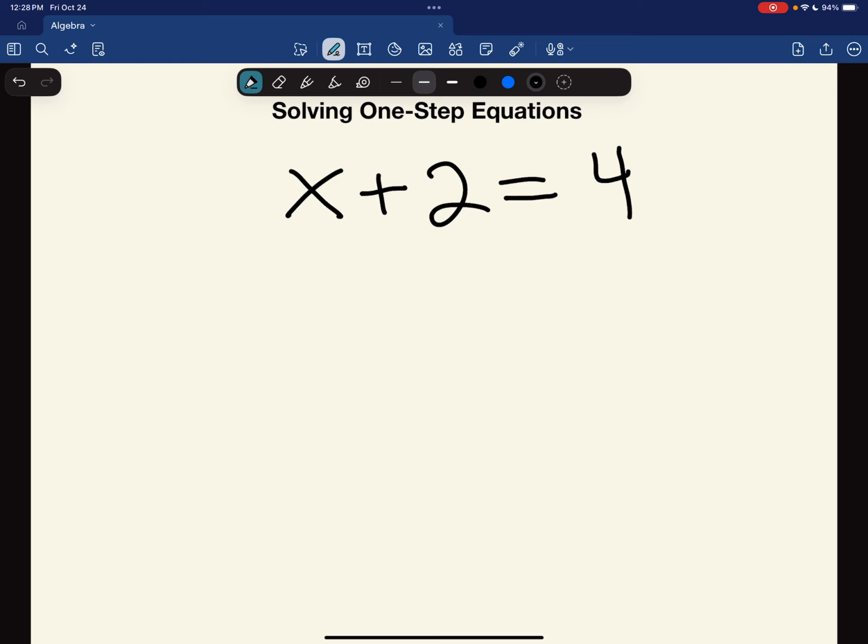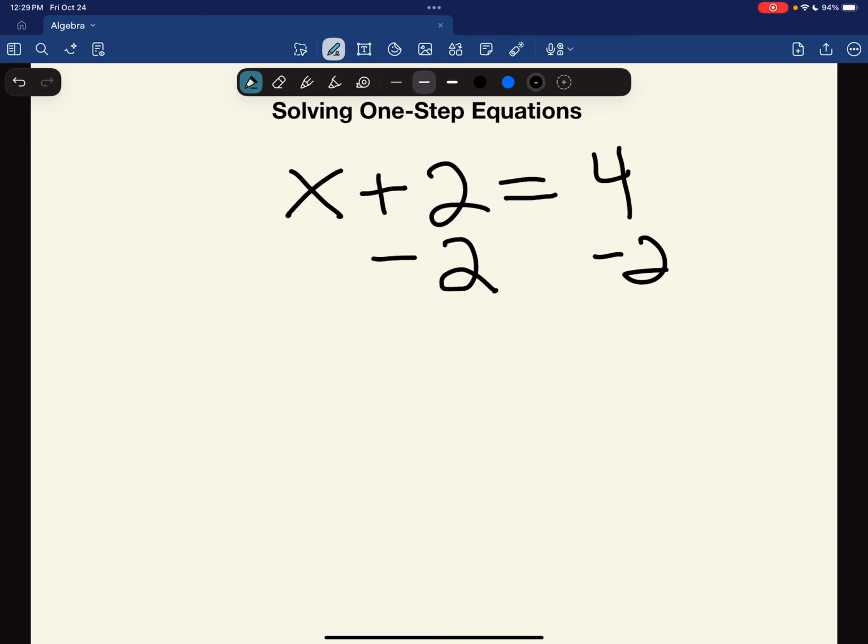Now to get rid of a plus 2, we need to do the opposite operation. The opposite of addition is subtraction. So I'm going to subtract 2. Since this is an equation, whatever I do to one side of the equation, I have to do to the other side. So if I subtract 2 on the left-hand side of our equal sign, I have to also subtract 2 on the right-hand side of our equal sign.